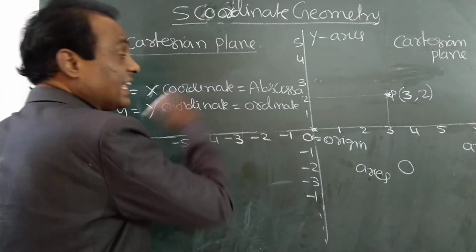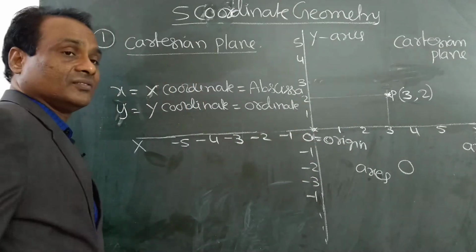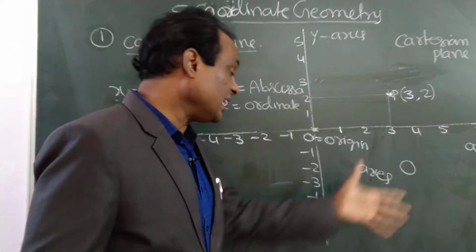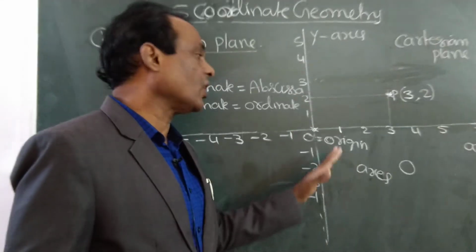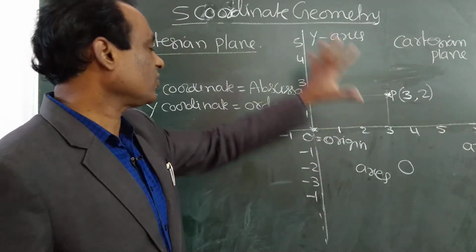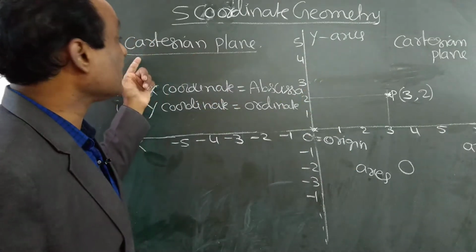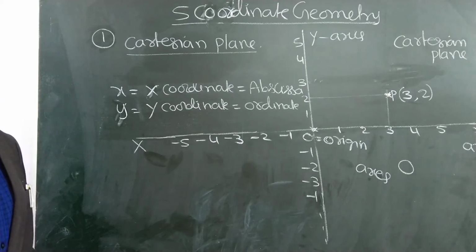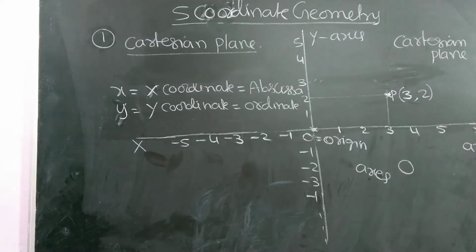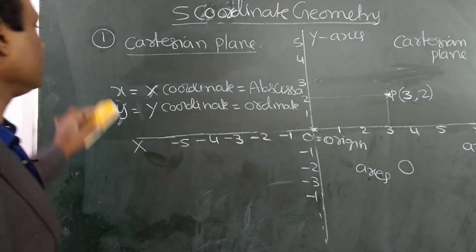And this plane is called the Cartesian plane: the plane on which we have the x-axis, the y-axis and the origin.